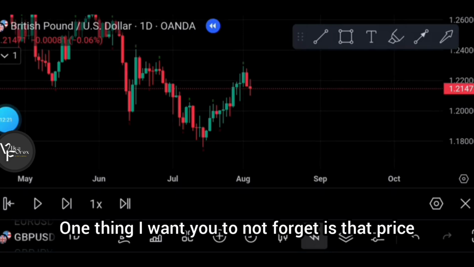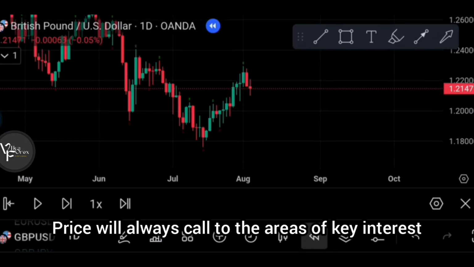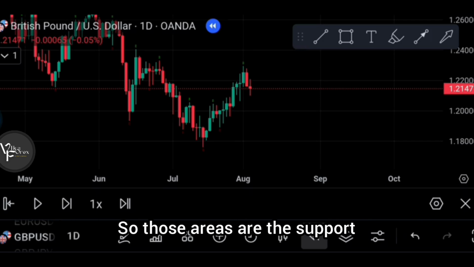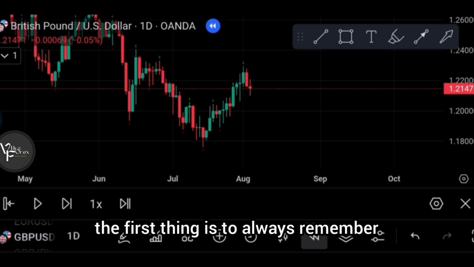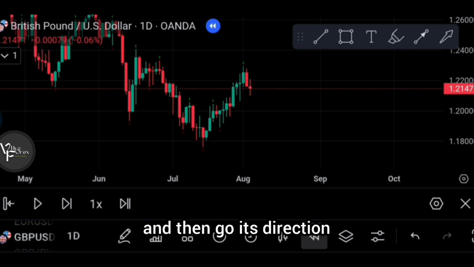One thing I want you to not forget is that price has affinity for zones, for demand. So price will always come to the areas of key interest, and those areas are the demand and supply. Those areas are the support and resistance zones, because price will always come there. So when you see a valid zone, the first thing to remember is that price will always come back to that zone, collect orders, and then go in its direction.